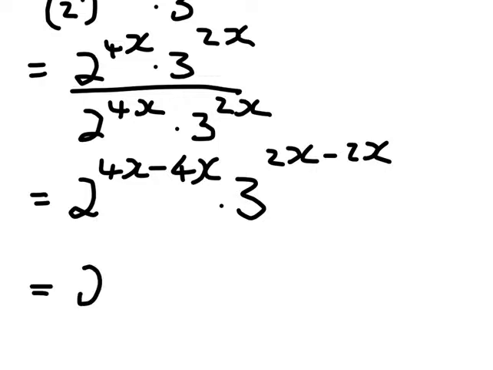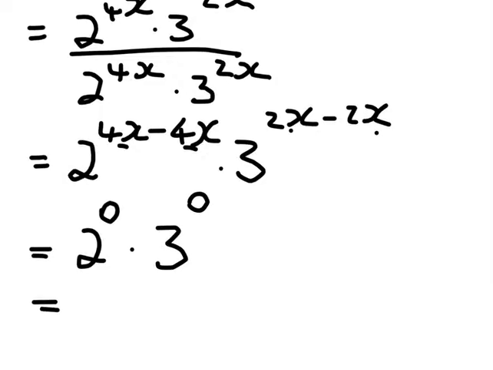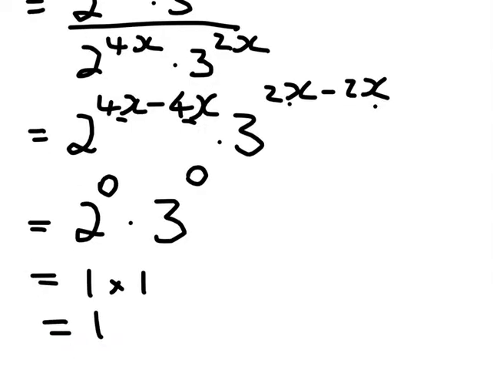So can you see, we end up having 2 to the exponent of what is that minus that? Definitely 0. What is that minus that? Definitely it is 0. So you end up having 2 to the exponent of 0. Anything to the exponent of 0 is 1. Yes, I meant to say 2 to the exponent of 0 is 1, multiplying 3 to the exponent of 0 being 1. 1 times 1 equals 1. And that's how you work it out. I hope that makes sense.